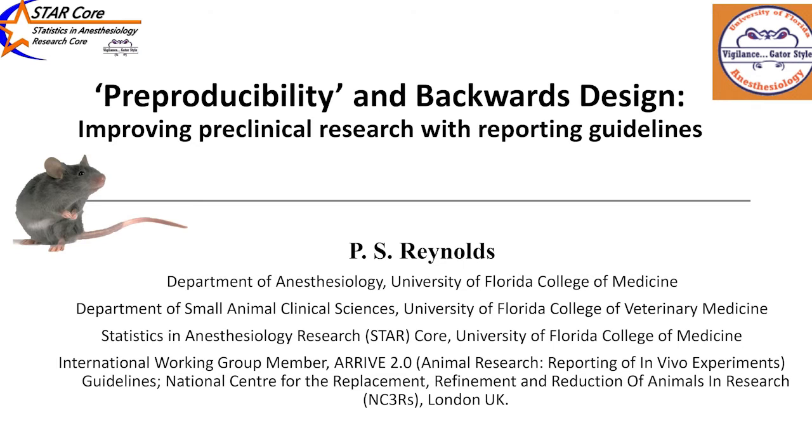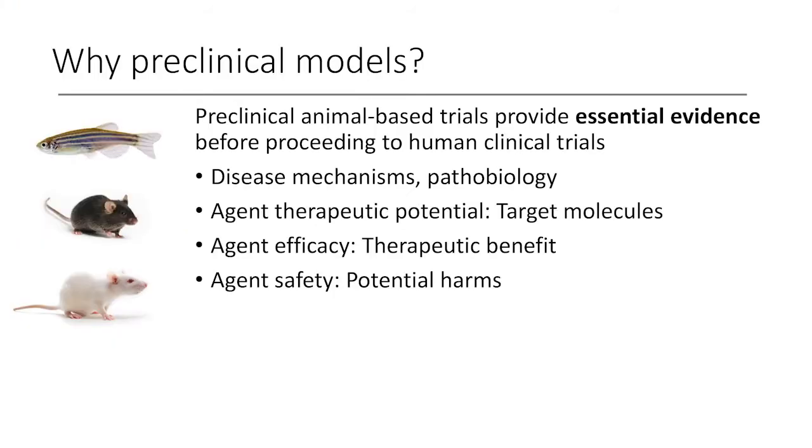Okay, I apologize for the technical difficulties, but it worked out quite well because I can segue into my talk from Lisa and Miriam's more general recommendations and just focus on a specific branch of research which uses animal models. So why preclinical models? Well, no matter what you think about the use of animals in research, they're nevertheless absolutely essential for trialing various therapeutic agents or devices before we proceed to trying them out in human beings. They're important for establishing the pathobiology, the mechanisms of disease, for identifying target molecules and mechanisms of action so you can assess the therapeutic potential of the agent, and also for assessing therapeutic benefit and, of course, potential harm.